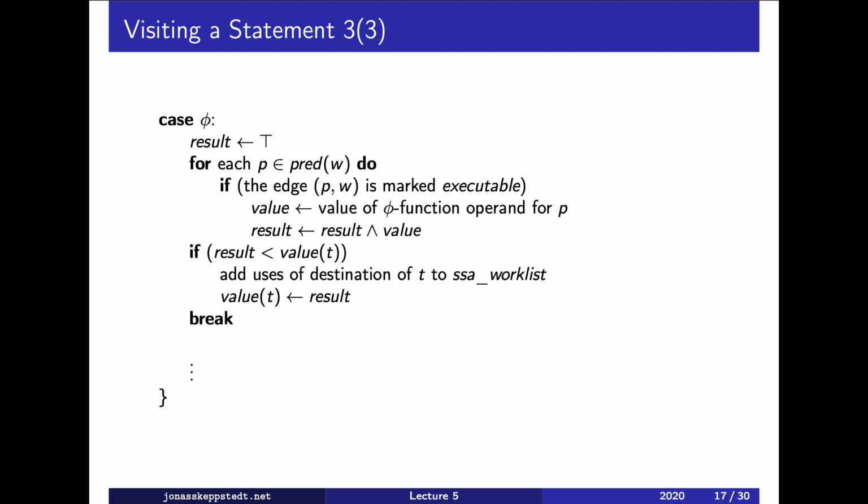And for phi functions, we need to go through all the operands, so we can start with setting the result to unknown, and then for each edge coming into this vertex which is executable, we check the value and update the result based on the previous value of the result and the value of this operand. Okay, and as for the add instruction, we may update uses of the destination of this instruction.